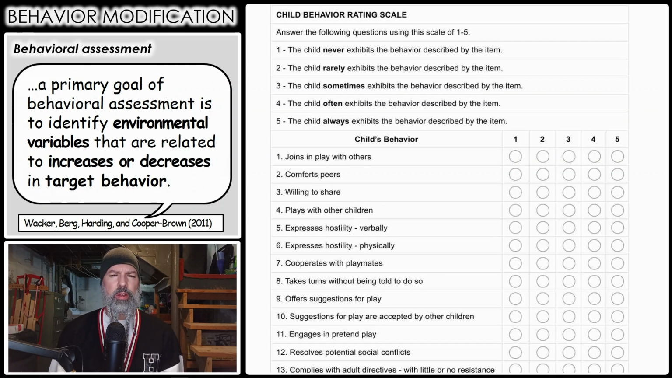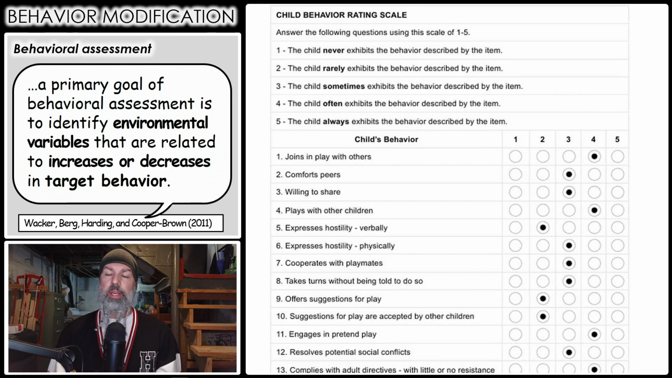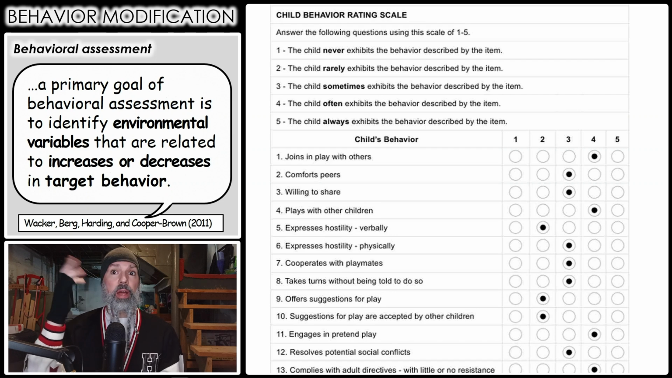to indicate whether they comfort their peers, to indicate whether they are willing to share. And the informant, in this case probably a parent, would simply fill that out. Now, you'll notice that there's no space here if something comes to the parent and the parent all of a sudden thinks, oh my gosh, there's this really important thing that occurs.